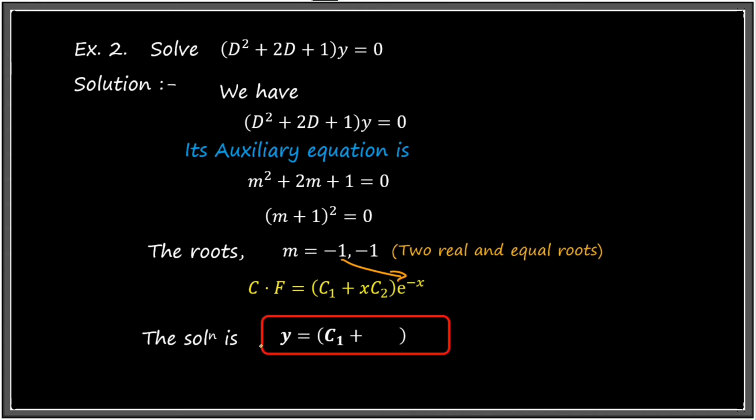Therefore, the solution is y = (C1 + xC2) e raised to power minus x. That is, here the solution is y = CF, because the PI value is 0.